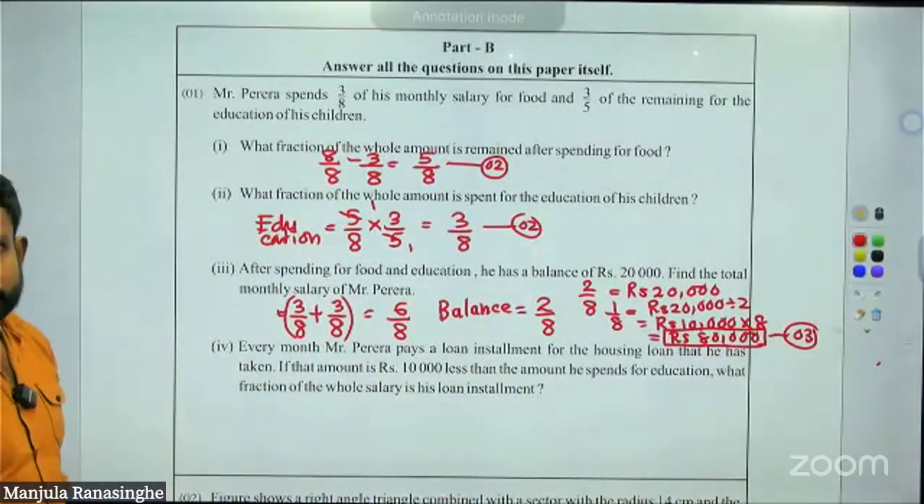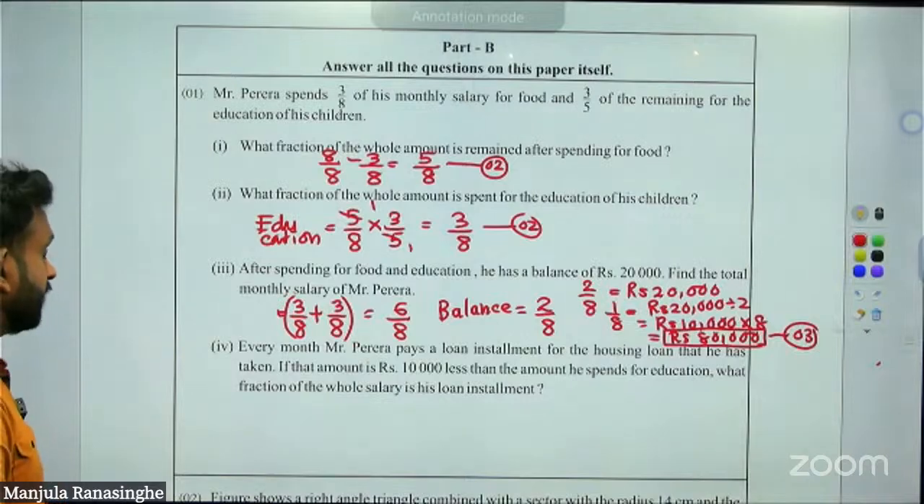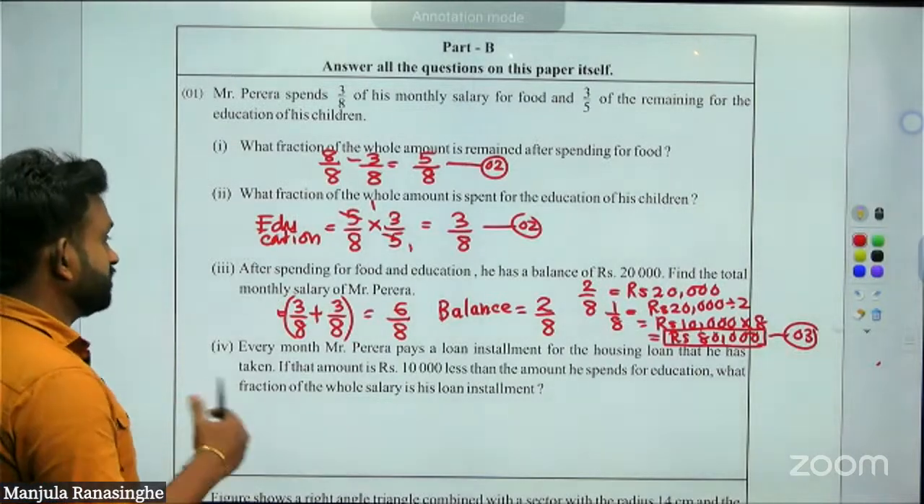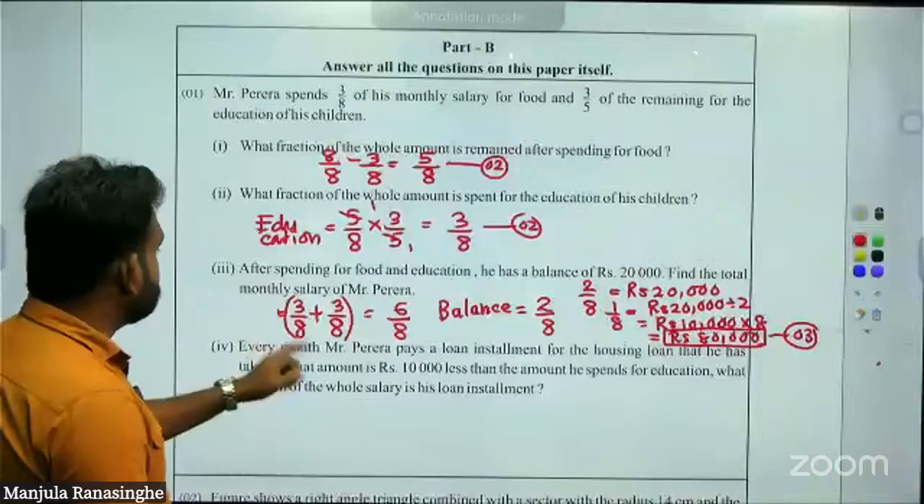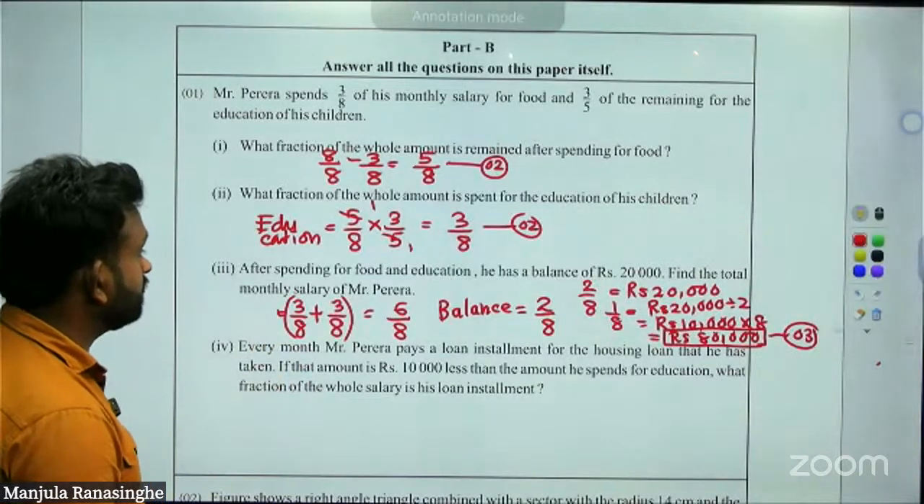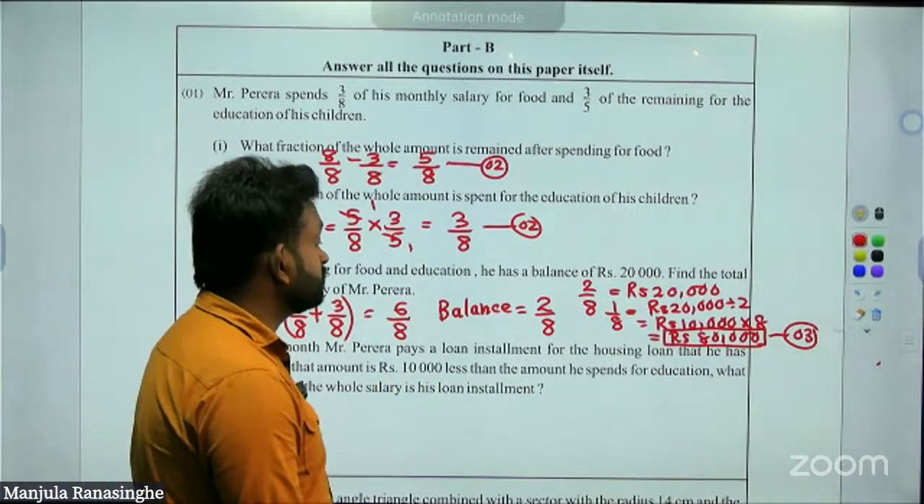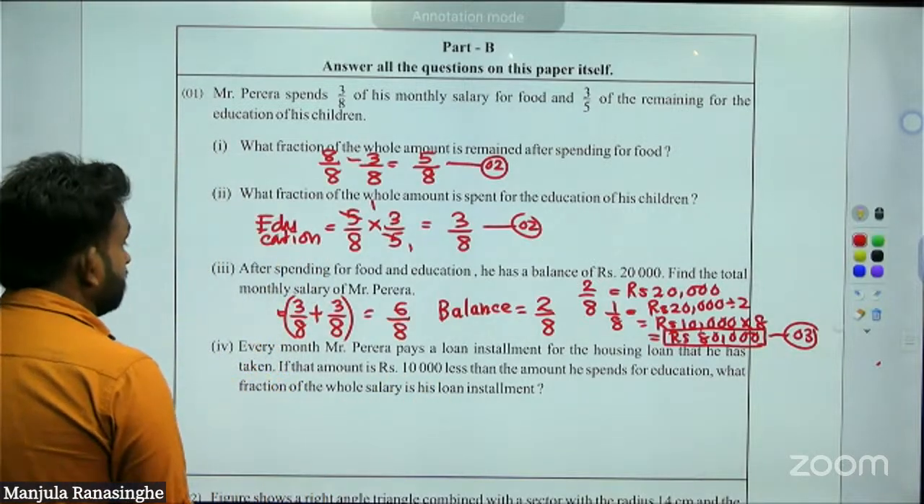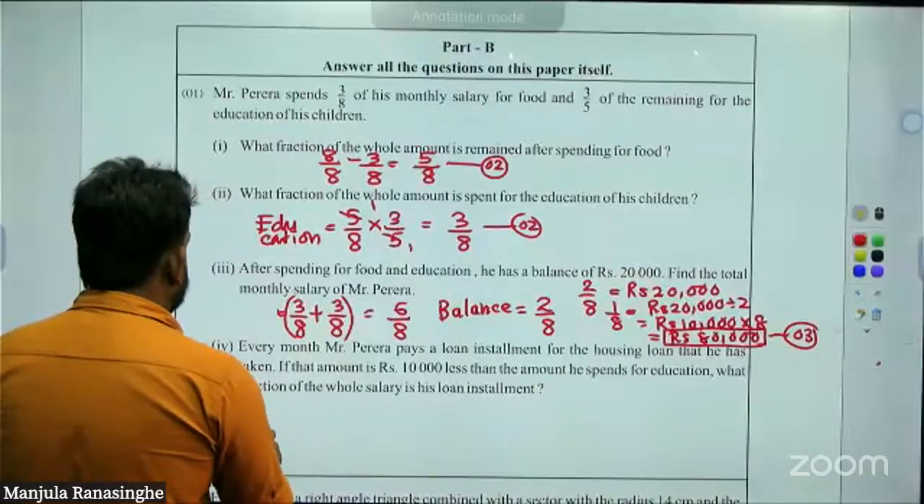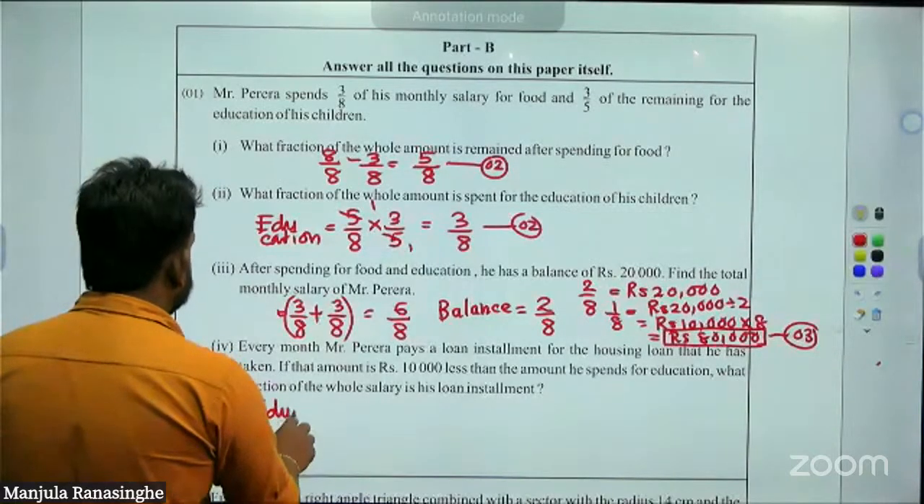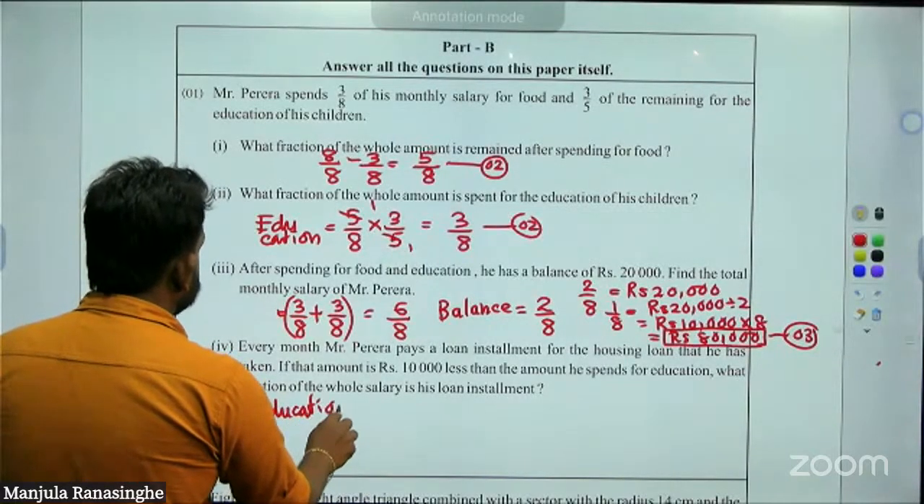So you have 3 marks there. 80,000. Okay, right. So a general question, not much hard. Every month, Mr. Pereira pays a loan installment of the housing loan that he has taken. If that amount is 10,000 less than the amount he spent for education, now check for education, how much is the education money?